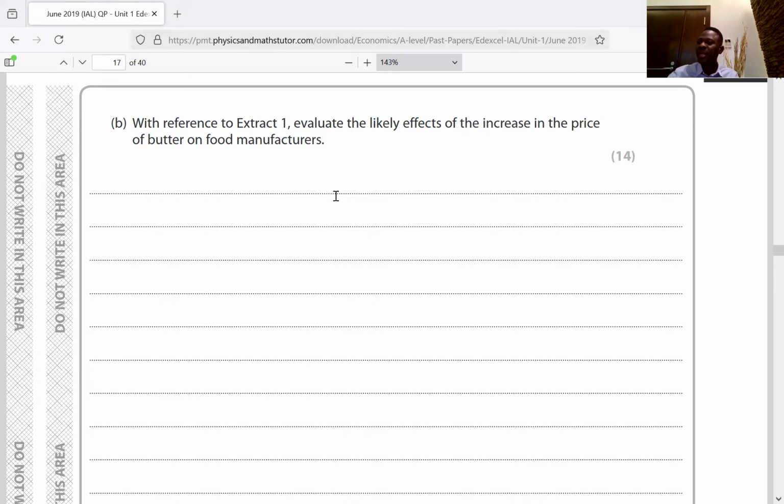Yes or no? So here, as this will increase the cost of production for food manufacturers, a high cost of production will shift the supply curve leftward or upward. That's the first situation there.